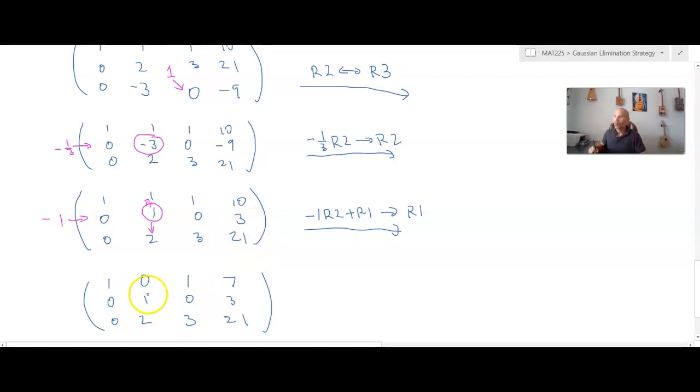Now I'm going to take this 1 and use it to help me cancel out this 2. So I'm going to take negative 2 times row 2, add it to row 3, and report the result in row 3.